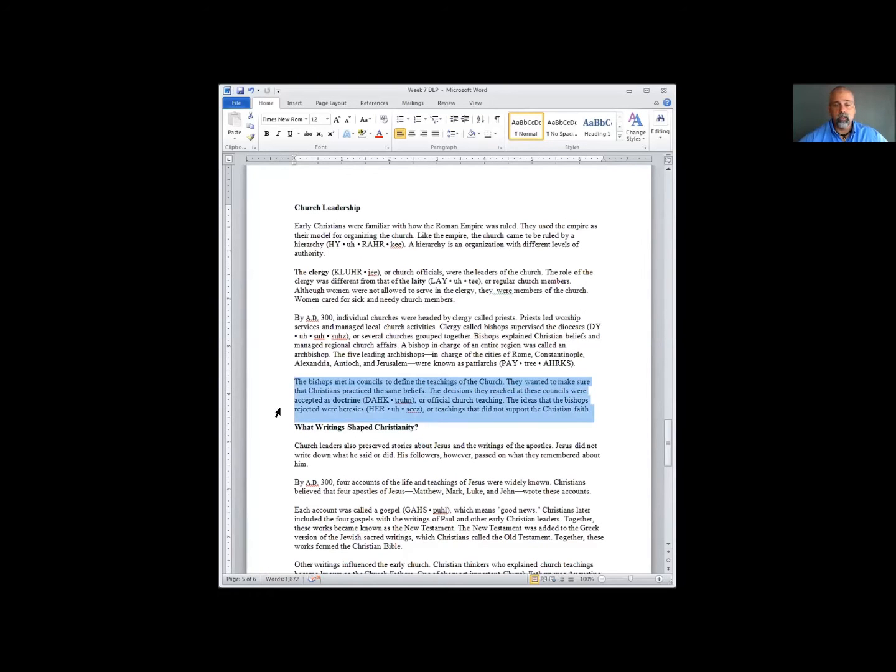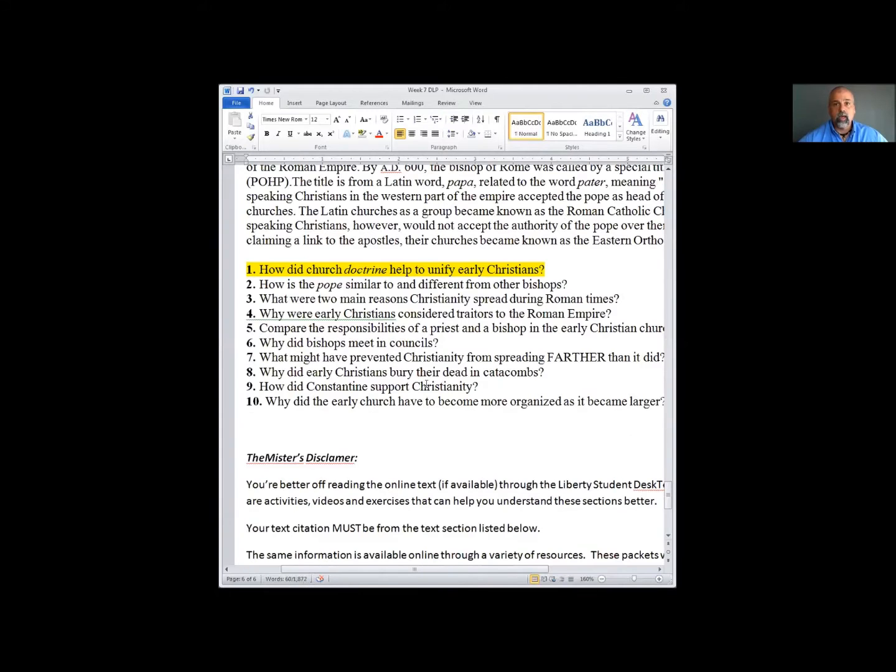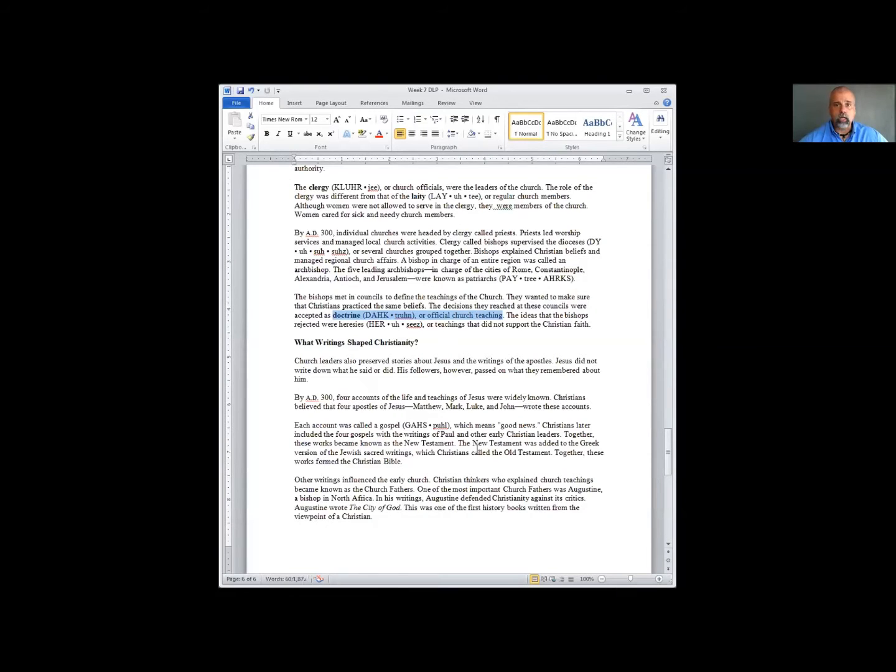This section is the section of text that you want to start with. Remember what the question is. How did church doctrine help to unify early Christians? Doctrine means official church teachings. We're not actually going to write a short essay. We're just going to gather information that would help us to write a short essay.